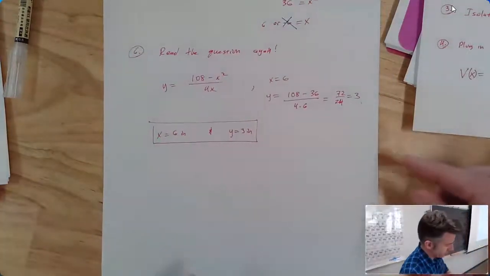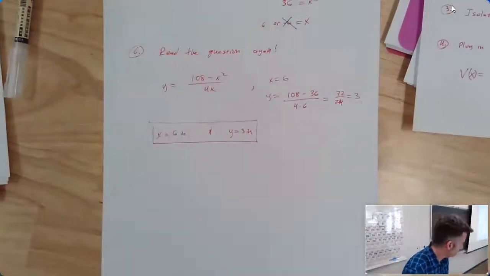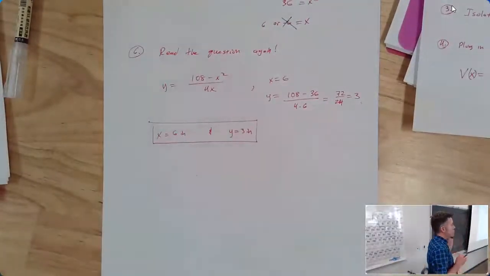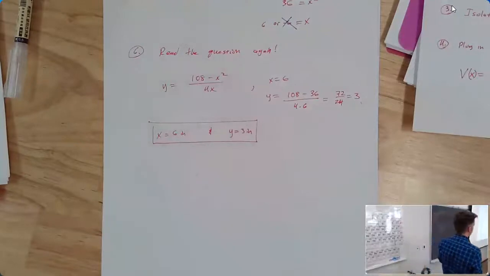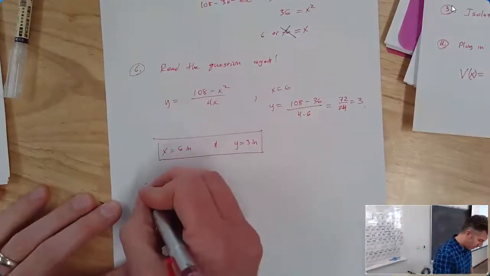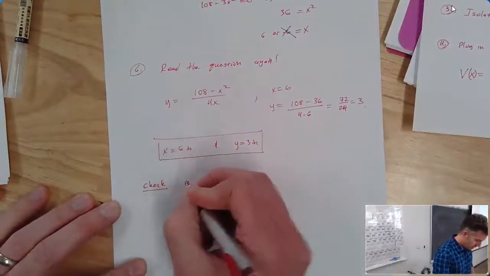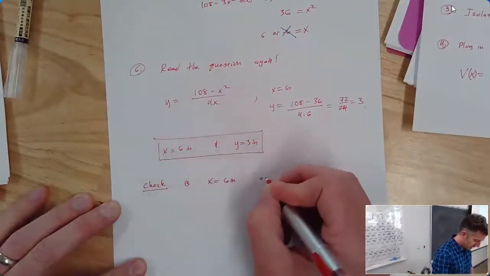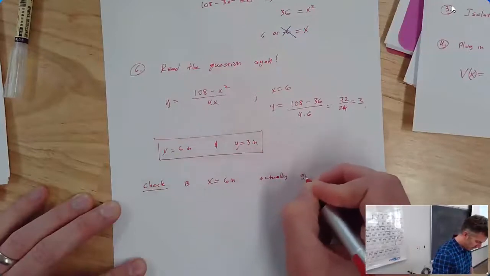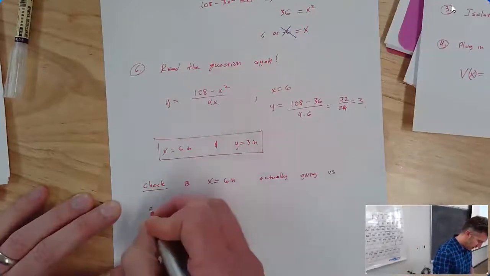Now, there is one other thing to mention here, and that is that this question asked us to find the dimensions that will maximize the volume of this box. We found the only critical point, and we have assumed without actually showing it that it was giving us a maximum volume. But technically, we should check to make sure. There's a couple ways we could do this. So we want to check, is X equal to 6 inches actually giving us a maximum volume?